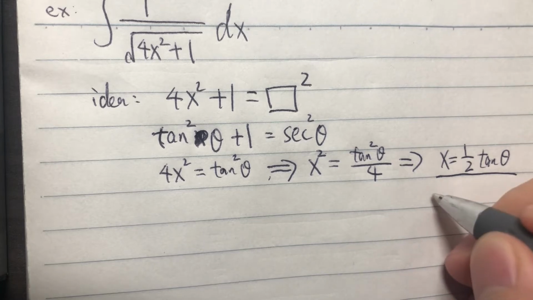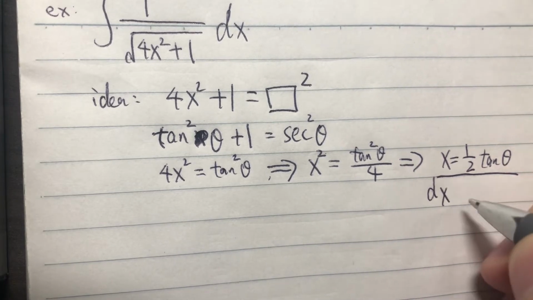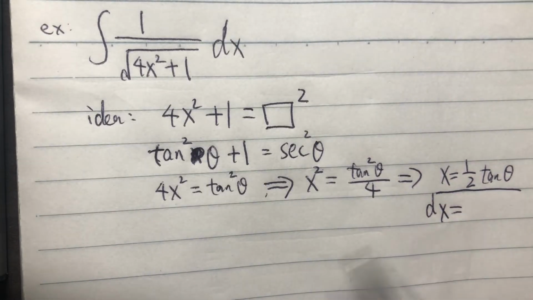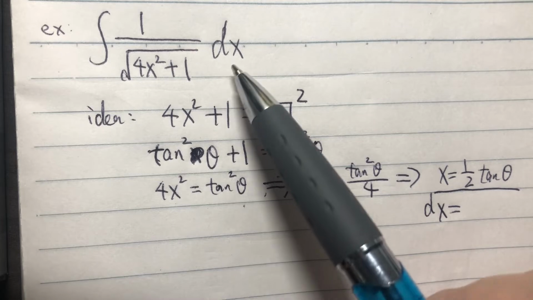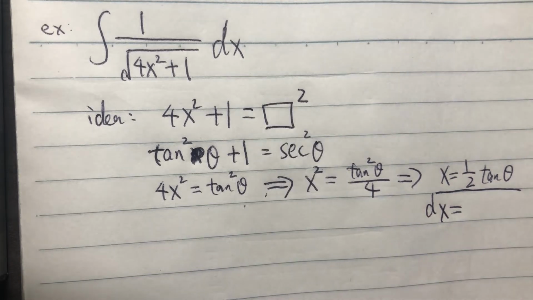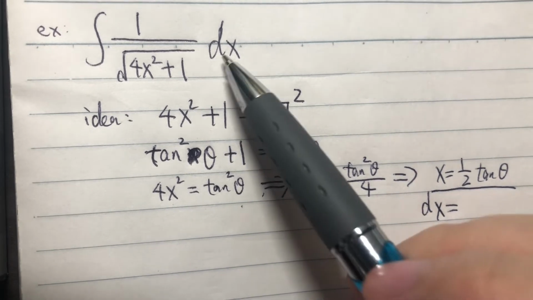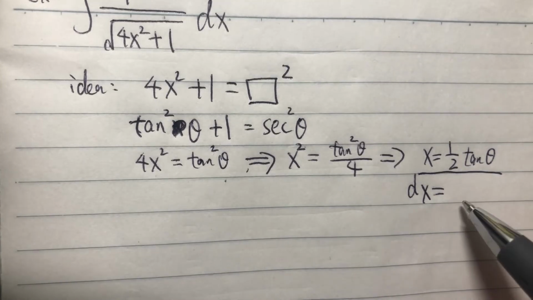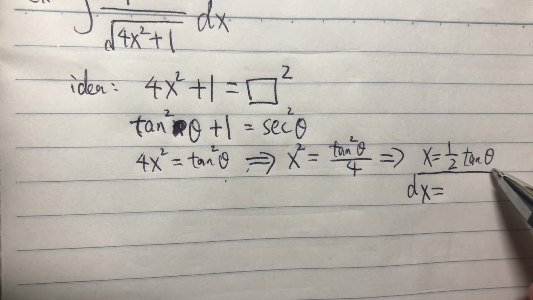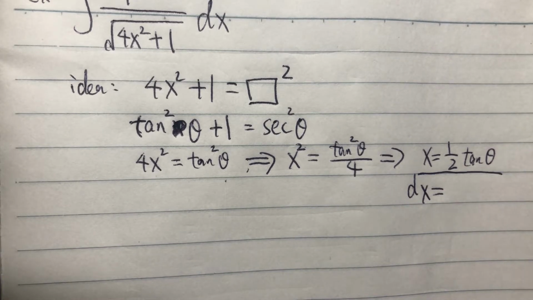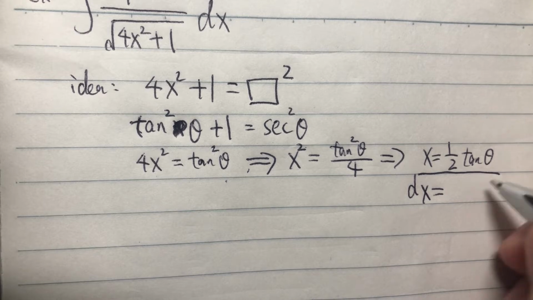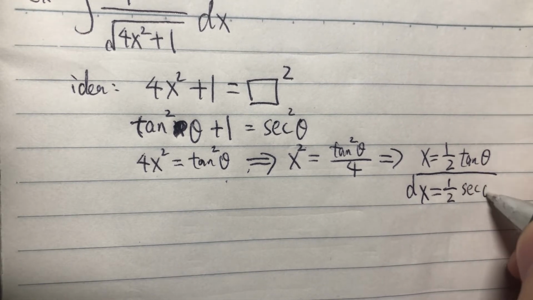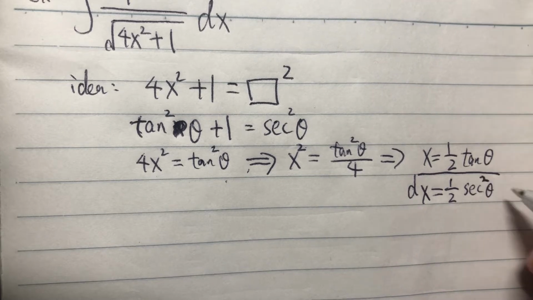So if x is this, we need to rewrite everything in terms of the new variable theta. Here x is the original variable and theta is the new variable. So we need to rewrite dx in terms of theta. x is 1/2 tangent theta, so dx is the derivative of this. It is 1/2 secant theta square d theta.